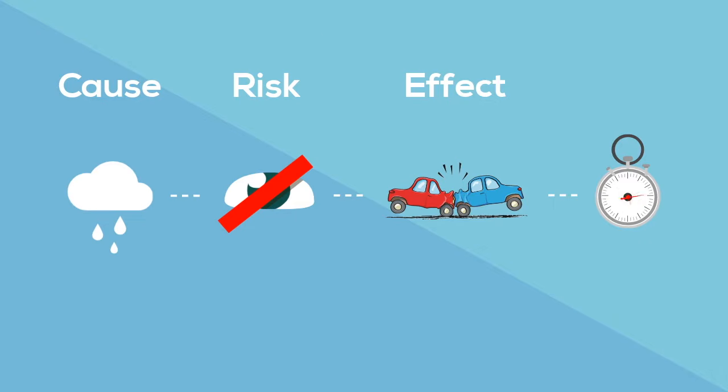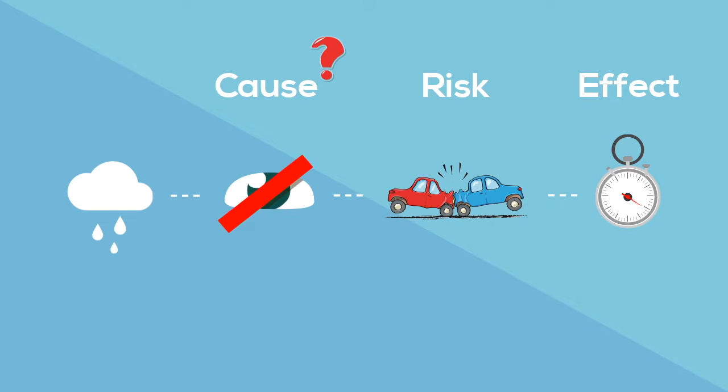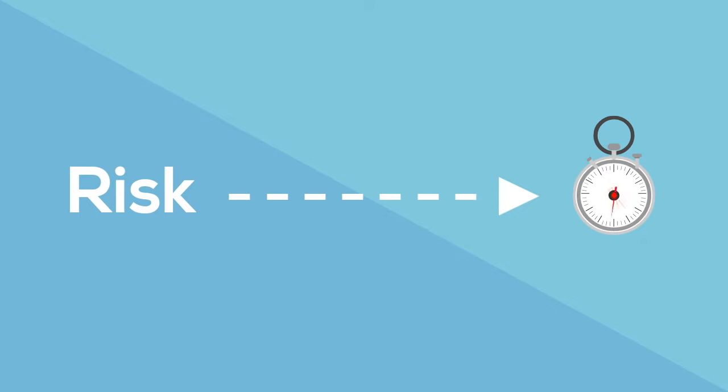When is something a risk? And when is something a cause or an effect? Don't worry, let's explain this step by step. Most important is that risks have an effect on objectives. Consequently, if you don't have objectives defined, then it is not very useful to identify risks.